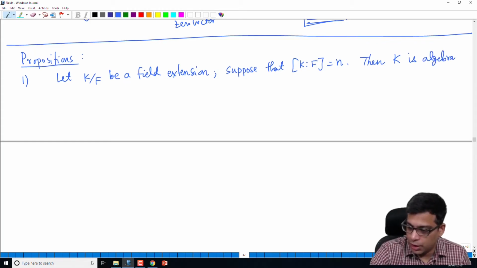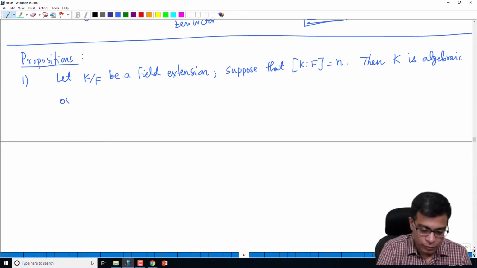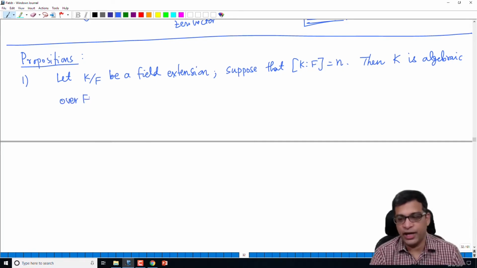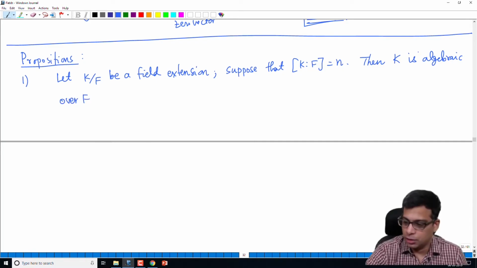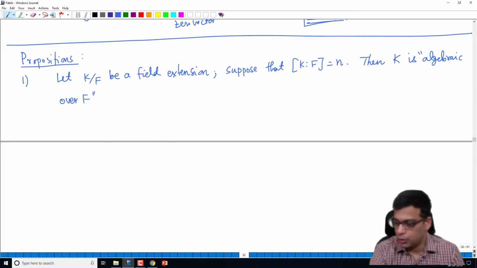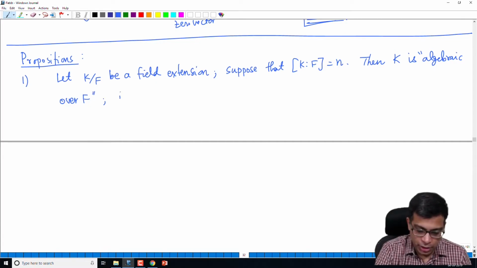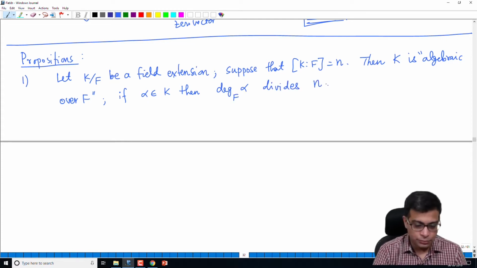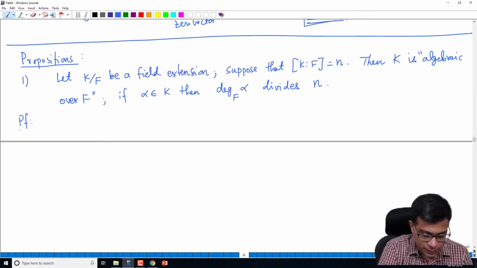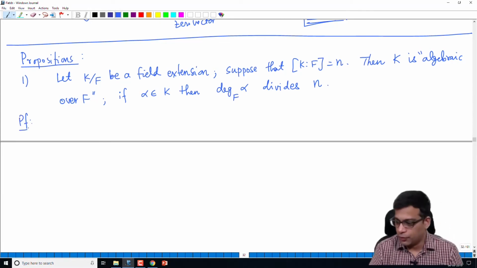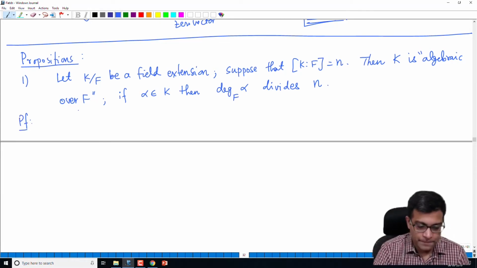Okay, so I don't recall if I defined what it means for a field to be algebraic over a base field. If not, I will just quickly do this when I do the proof. K is algebraic over F. If alpha is in K, then the degree of alpha over F divides n. Okay, so let me prove this proposition before we come to the other proposition later.